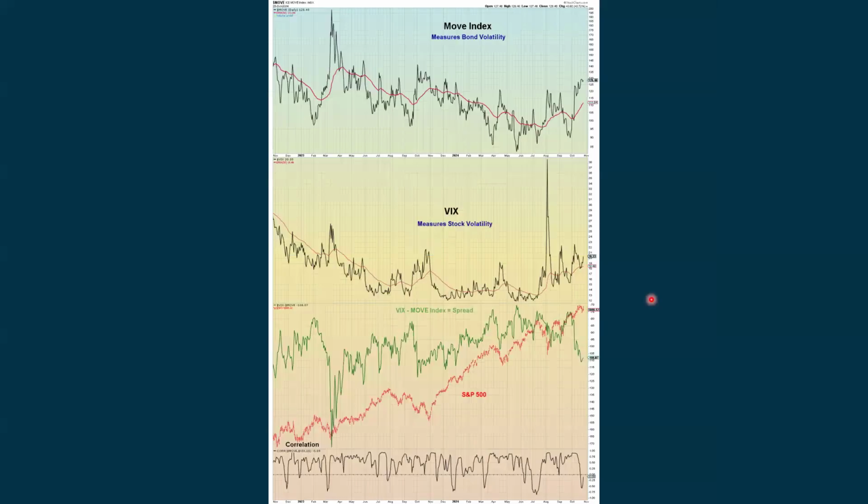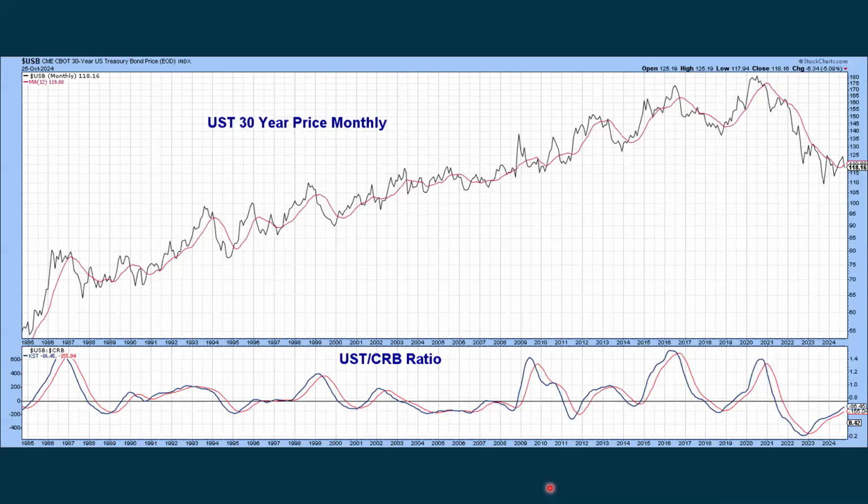And we look at the volatility of bonds on top, and that's been going up as bonds have been going down in price. We look at the volatility of stocks measured by the VIX. They've been going up lately. But when we look at the correlation between the two, they're pretty much neutral right now.